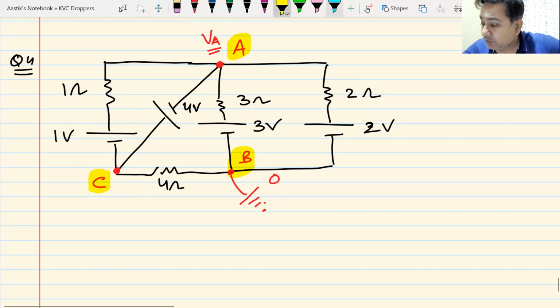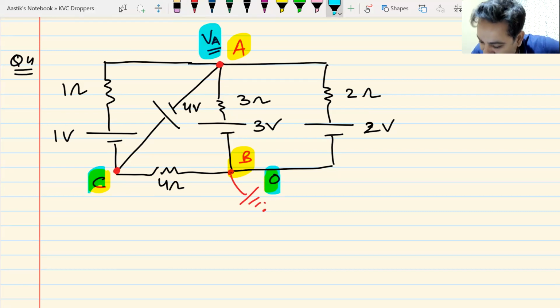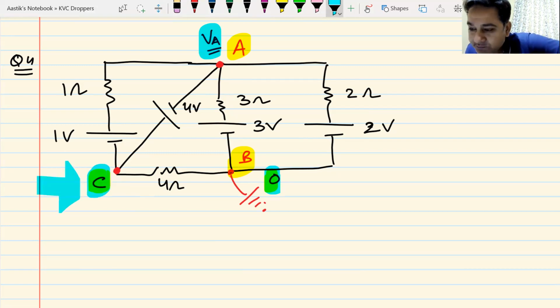I know this is 0. I know this is VA. Can you now tell me what will be the potential of point C? You've just done it in the previous question.